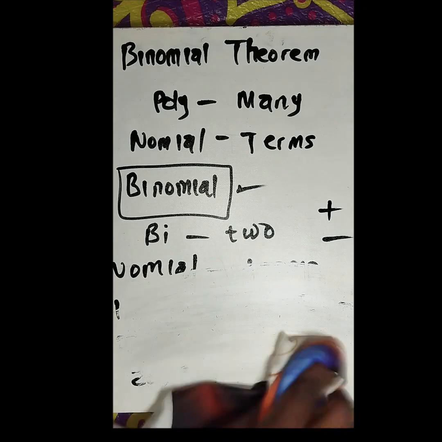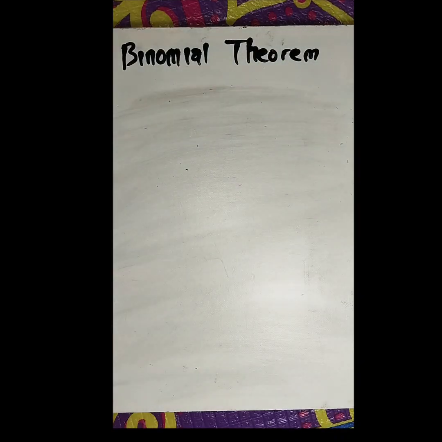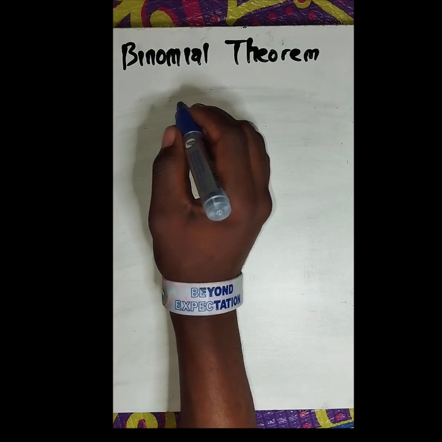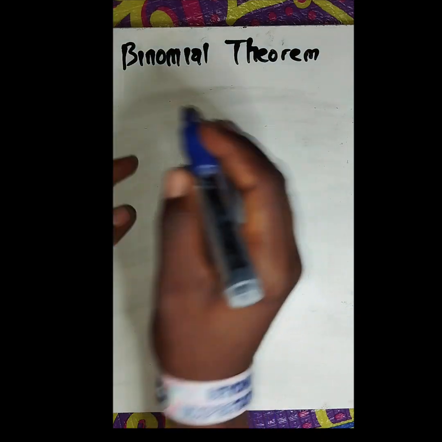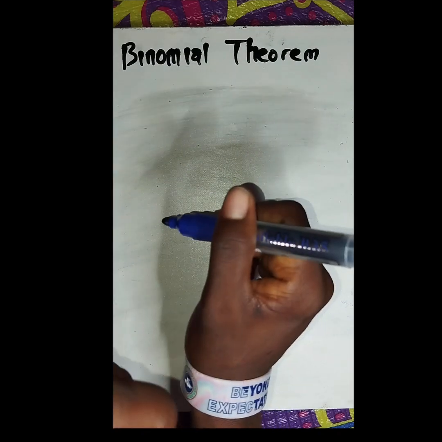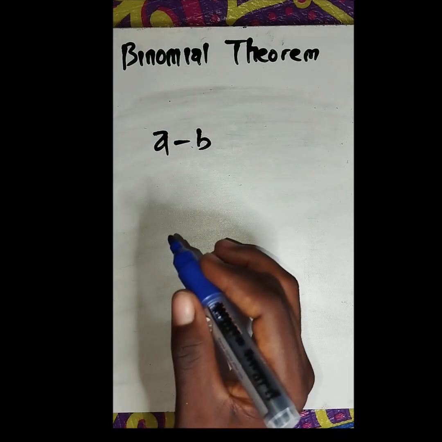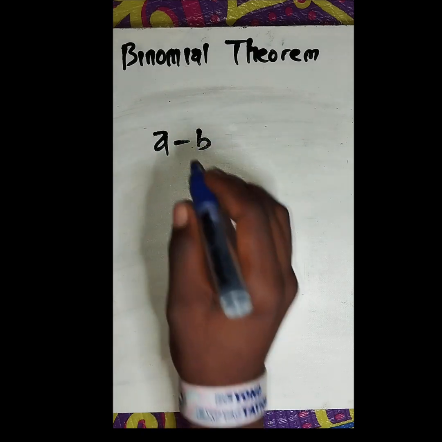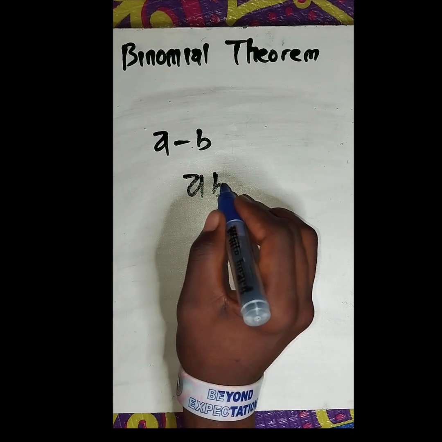Okay, let's get this off. So when I say binomial, you should remember that binomial is an expression with how many terms? Two terms. And how do we separate terms? We separate terms using our plus and minus sign. If you have a minus b, we have two terms here. Yes, the two terms are being separated by the minus sign. But if you have ab, this is just a single term.